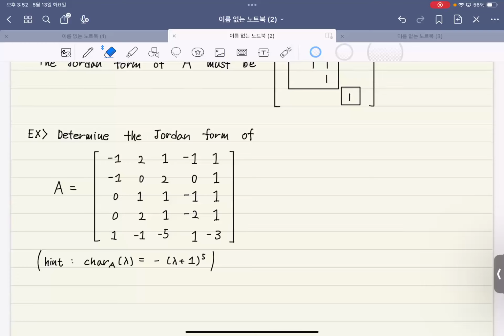I have one. So I just figured one additional exercise. This is a 5 by 5 example. So I computed the characteristic polynomial, which is lambda plus 1 to the 5th. So that means it has only one distinct eigenvalue, which is -1, and whose algebraic multiplicity is 5. And I want you to determine the Jordan form of the matrix. Okay. So this will be a very nice and educational exercise.